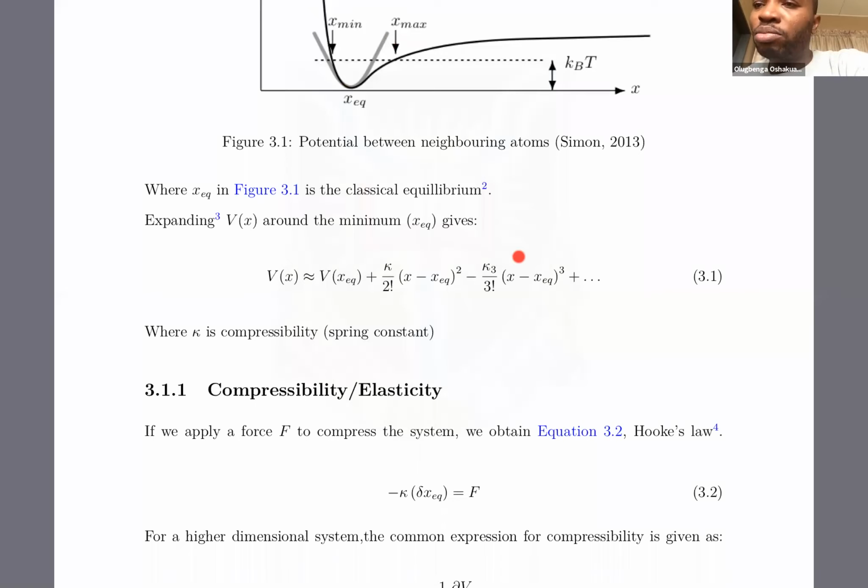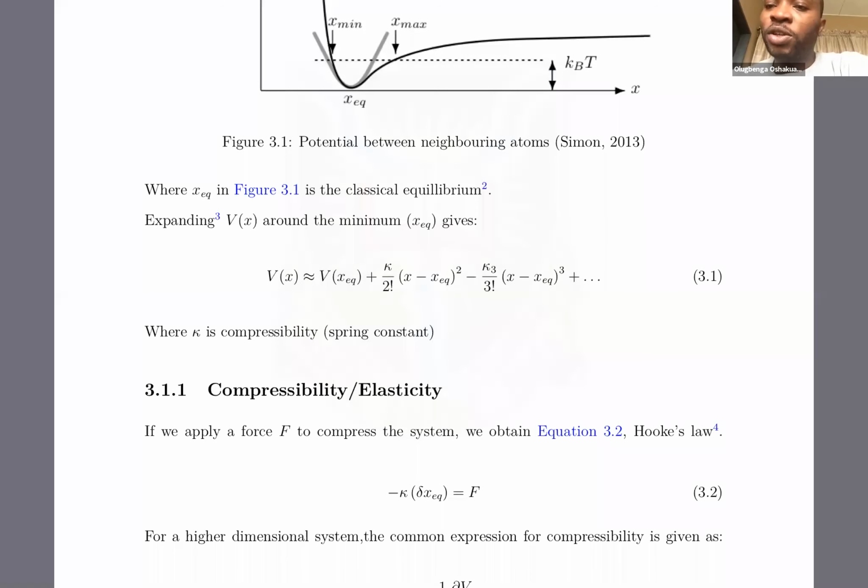And the atoms we are talking about, we believe that they have springs between them, in which when you are pushing the atoms close together, you would be pushing them against a certain force.